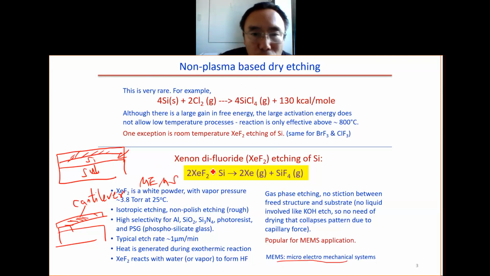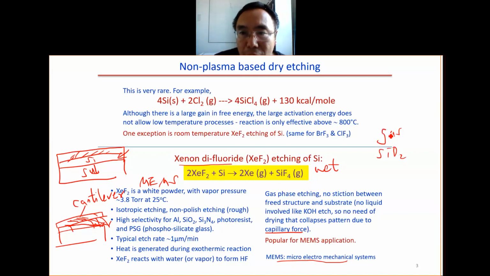In that case, xenon difluoride etching will be good. If we do wet etching, because of the capillary force, this part will fall off, collapse, and become like this. This is the main use of gas phase etching of silicon. Can we etch silicon oxide using a gas phase? Not wet, no liquid. Actually, we can use vapor HF to etch silicon oxide, and the purpose is the same: to avoid capillary force. So now I can show you the example.